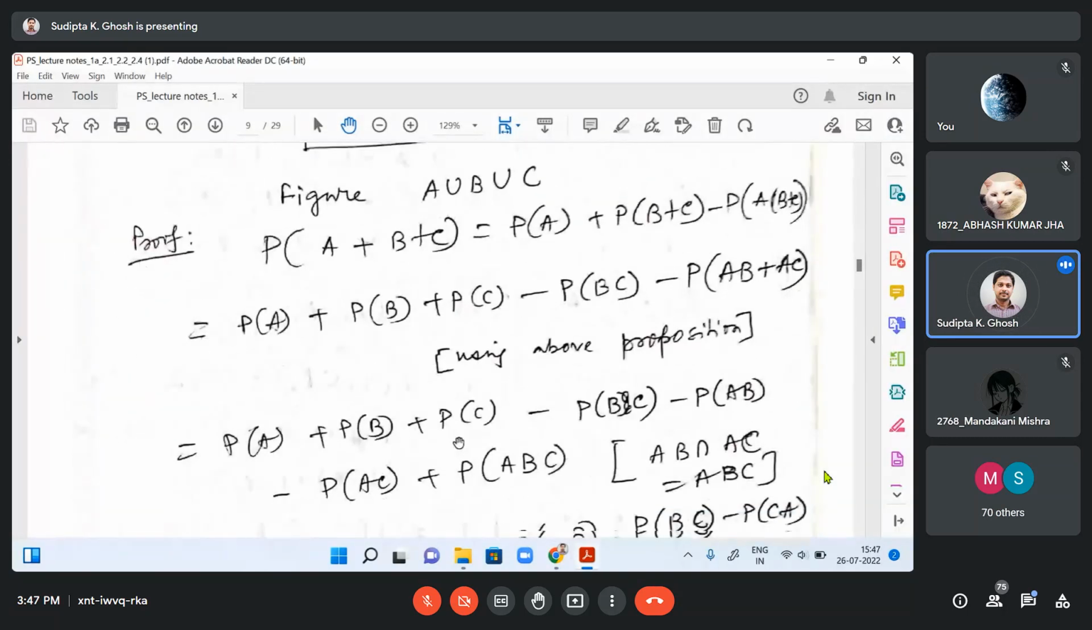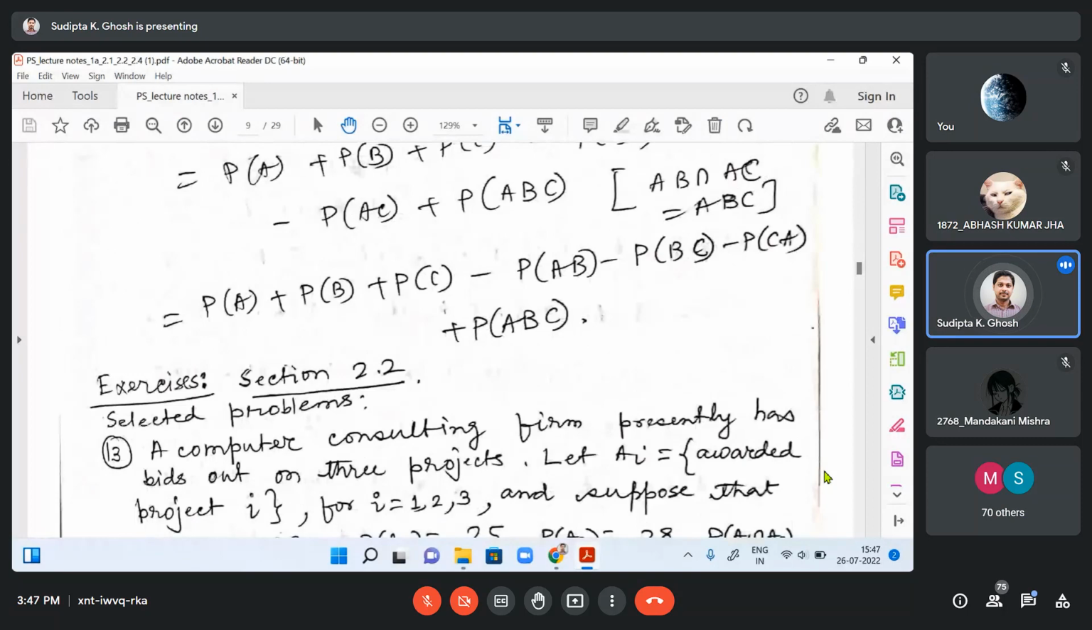They have done this proof. That is the result: probability of A plus probability of B plus probability of C minus probability AB minus probability BC minus probability CA plus probability of ABC actually.